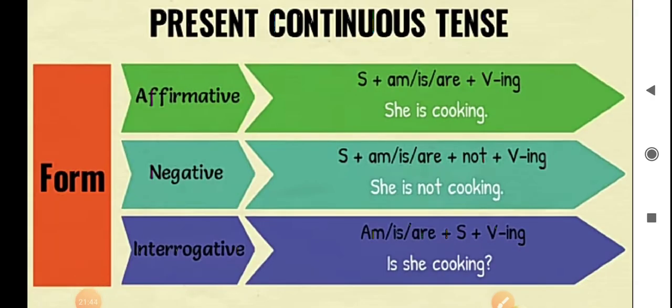Now take a collective view of affirmative sentence, negative sentence and interrogative sentence in present continuous tense with example.